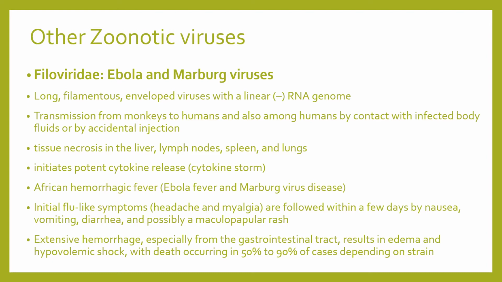Your Ebola and Marburg viral diseases are also called African hemorrhagic fevers. Usually they start as flu-like symptoms with headache and myalgia, or muscle pain, and later on, within a few days, are followed by nausea, vomiting, diarrhea, possibly a maculopapular rash. There is extensive hemorrhage, especially from the gastrointestinal tract, which results in edema and hypovolemic shock, with death occurring in 50 to 90% of cases depending on the strain.